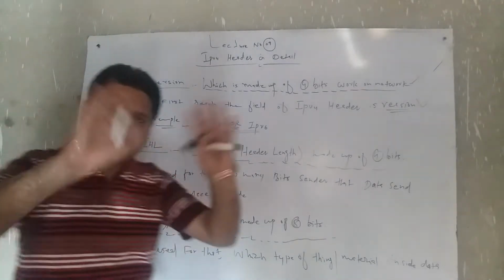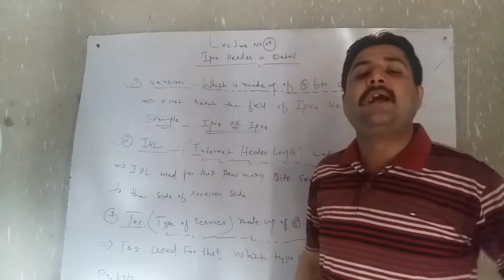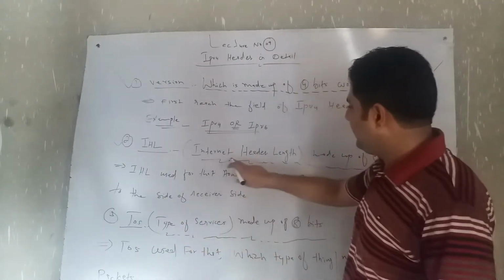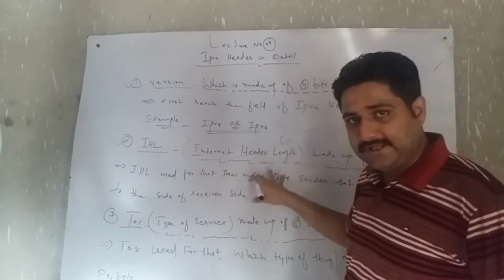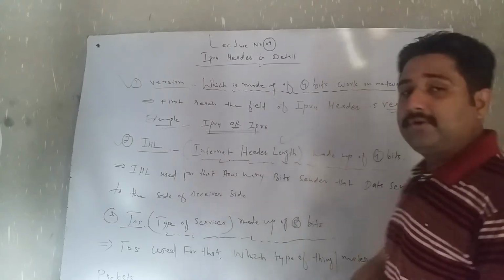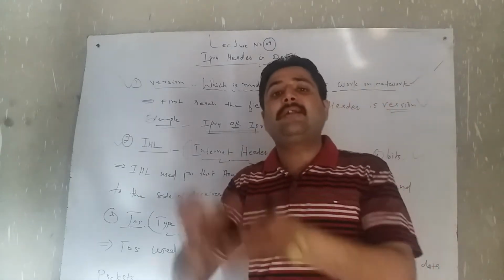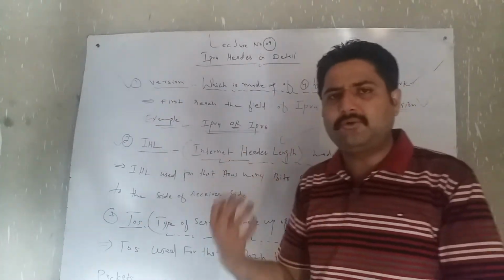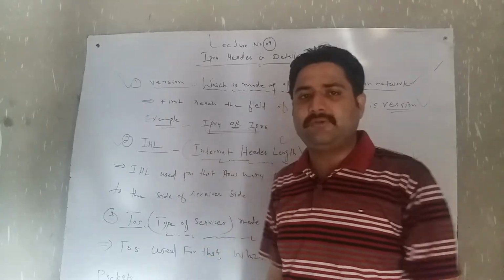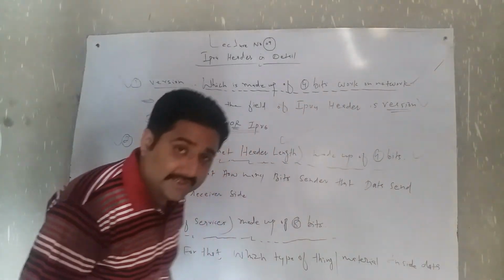Next is IHL. First of all, what is the full form of IHL? Internet Header Length. It is made up of 4 bits. You have to keep in your mind that Internet Header Length is made up of 4 bits. Now, how does IHL work on the network?